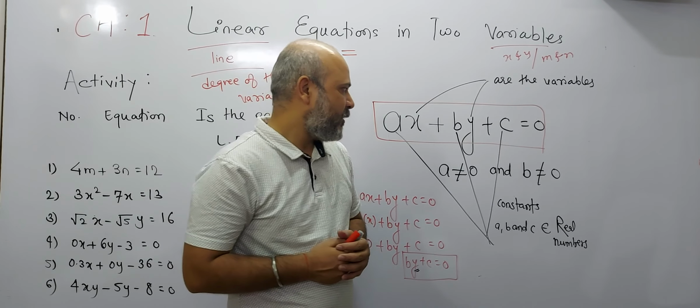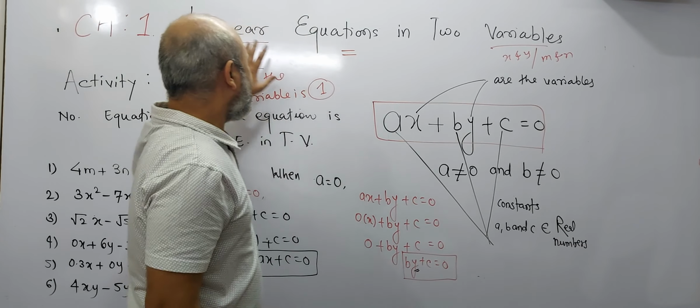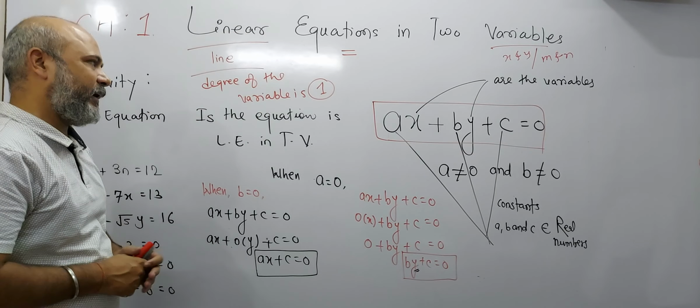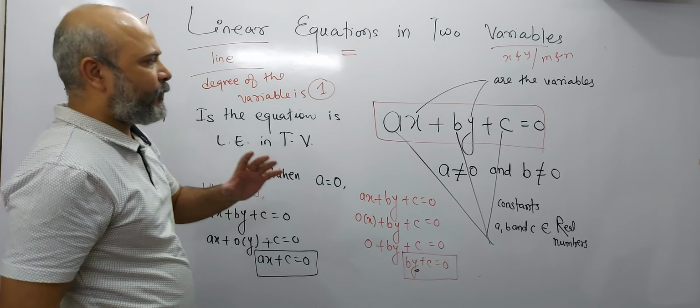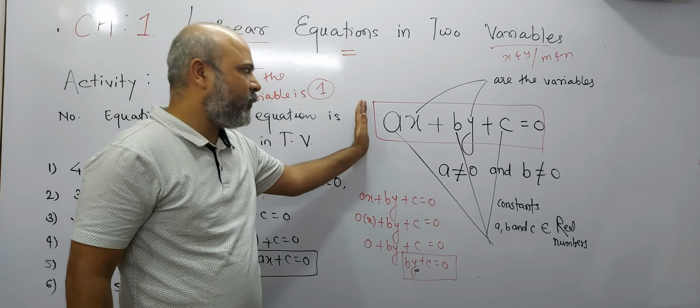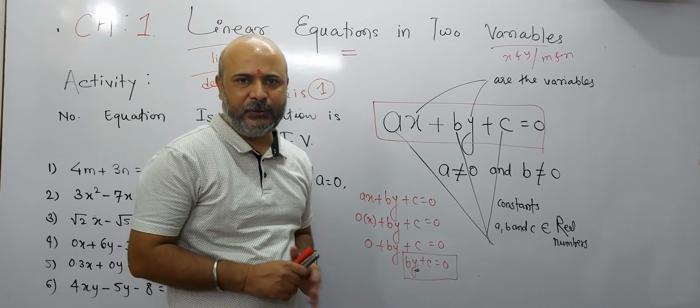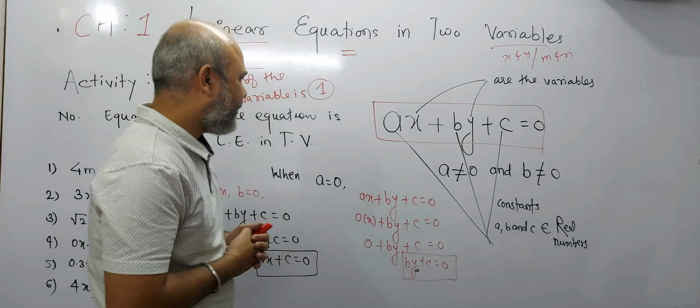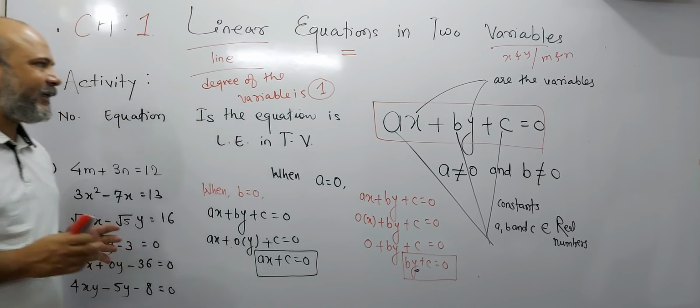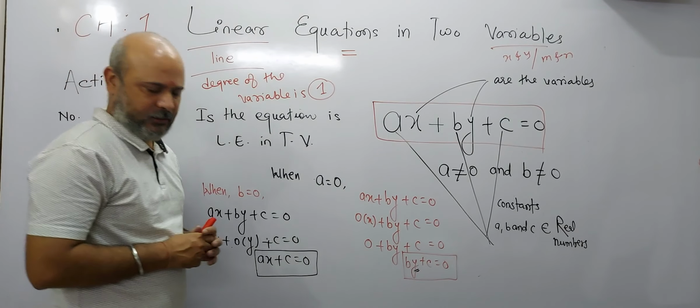Okay student, so this is about linear equation in two variables. So again I want to tell you, this is the general form of linear equation in two variables, that is ax plus by plus c is equal to 0. Okay student, now one activity is given on page number 1.